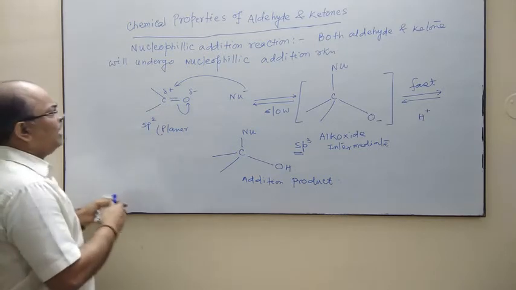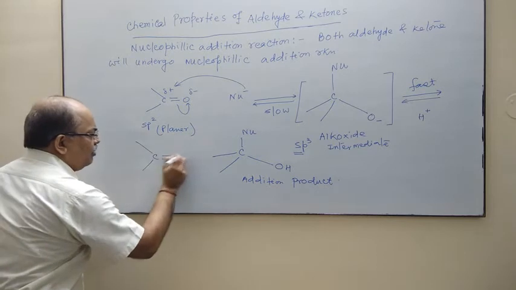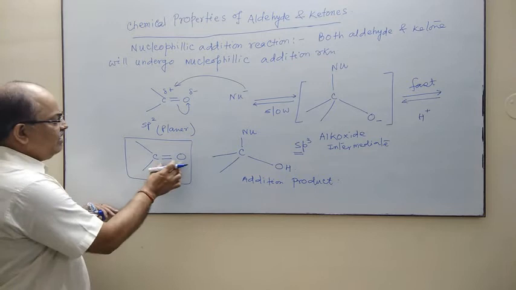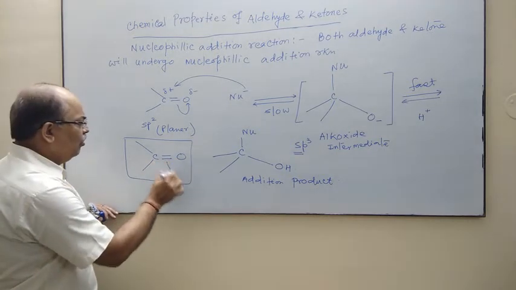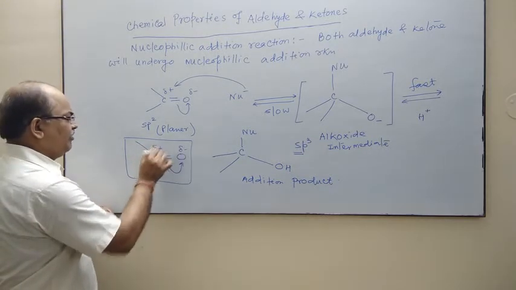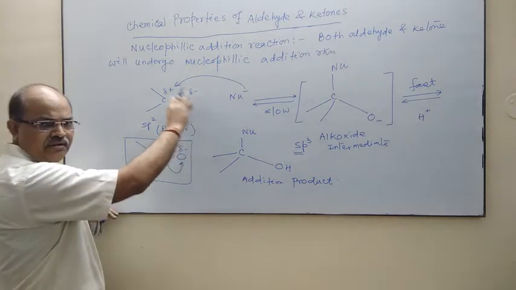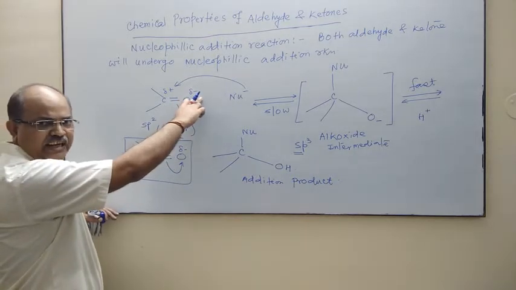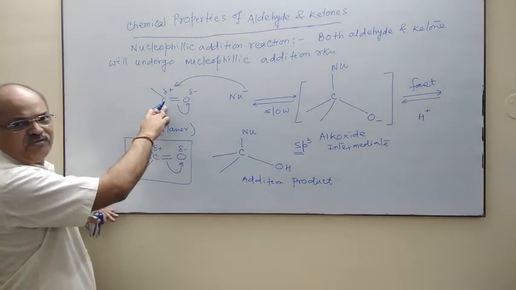Now look at this situation. Whether it is aldehyde or ketone, this is your carbonyl compound. Now there is carbon double bond oxygen. As you know, oxygen is more electronegative. So in the presence of reagent, there will be electromeric shift, called electromeric effect. And due to this electromeric effect, the electron shift takes place, and we can say this oxygen has slightly negative charge, while this carbonyl carbon has slightly positive charge.